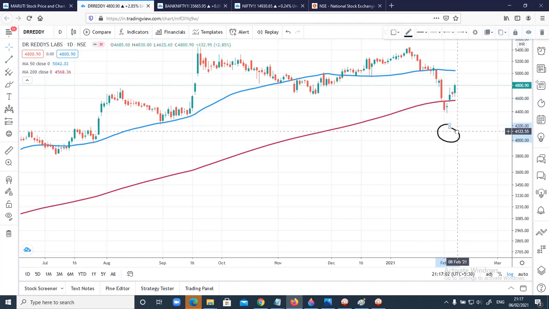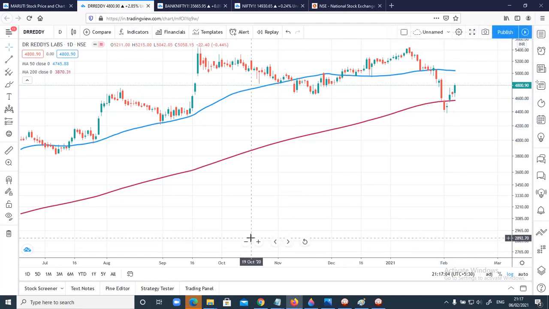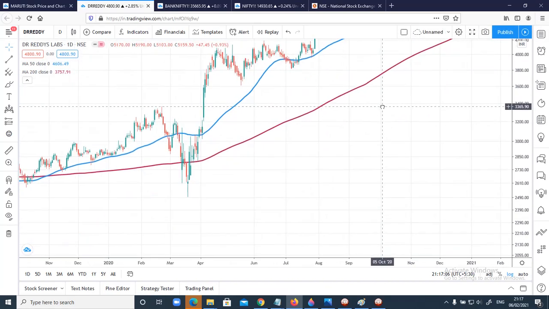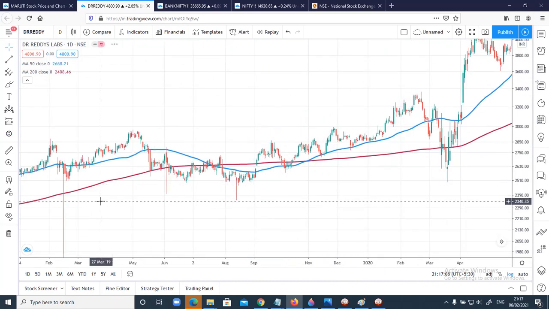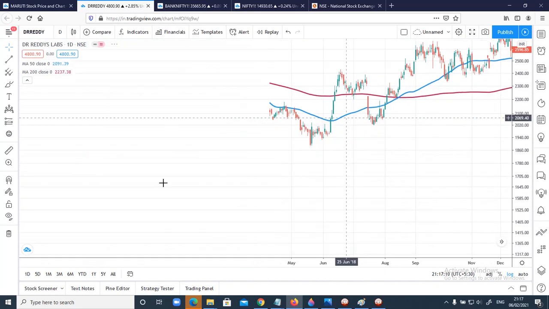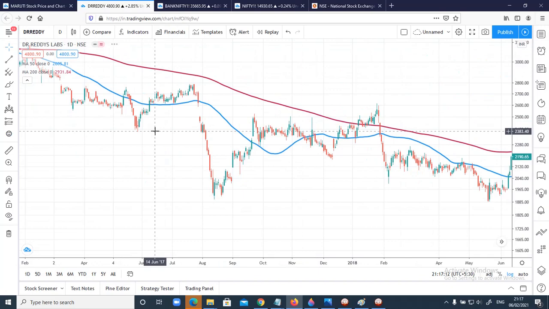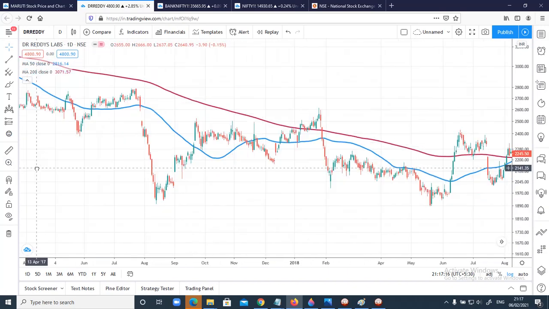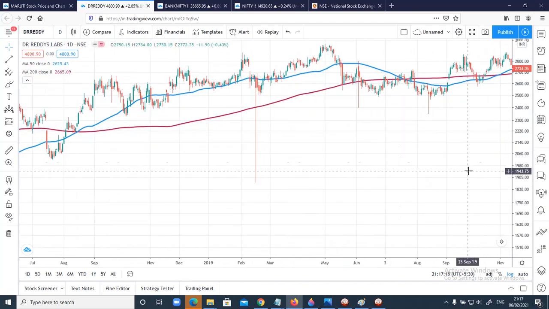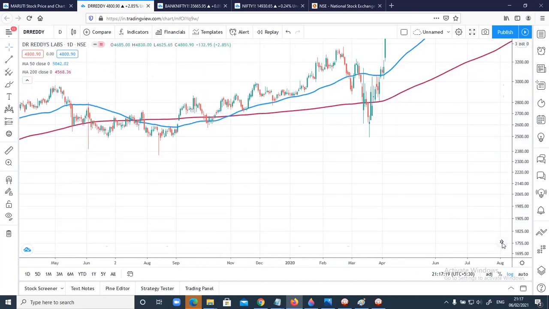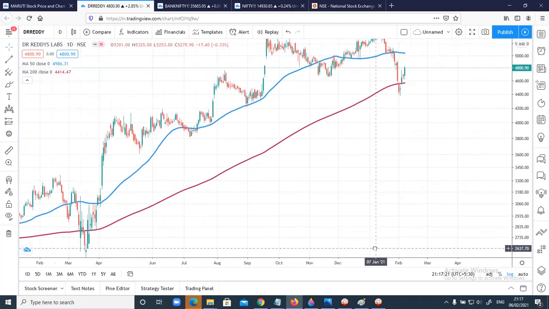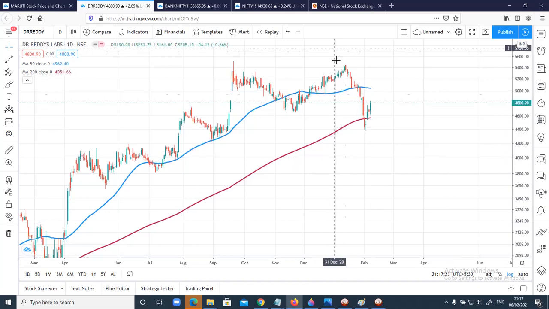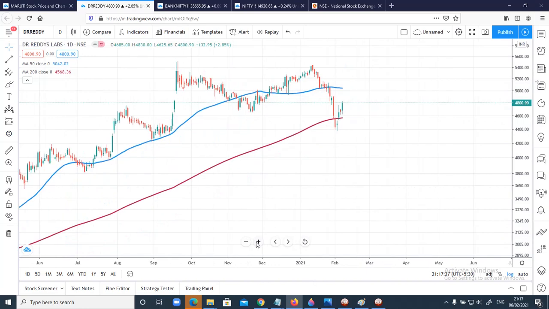So what are the levels I'm expecting on the upside and downside? Let me tell you. See here, whenever the stock has dropped below the 200-day moving average, there has been downside momentum. You can see the price recently has come below the 200-day moving average. Though the markets were very bullish in this particular time, still Dr. Reddy has dropped down. So what next here?